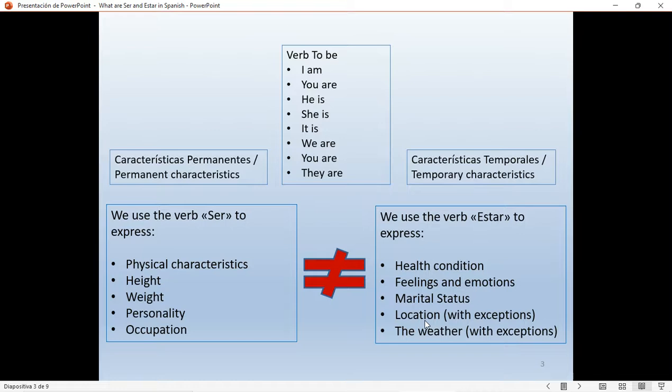We explain how to use ser and estar for location in a separate video. Down in the description of this video, I will leave you a link, and then you can find the specific information about how those two verbs work for location. And then the weather, once again, with exceptions. In a separate video, we are going to explain how ser and estar work for the weather. So for now, regarding location and the weather, just keep in your mind that sometimes in a specific context we use ser, and sometimes in a specific other context we use estar.